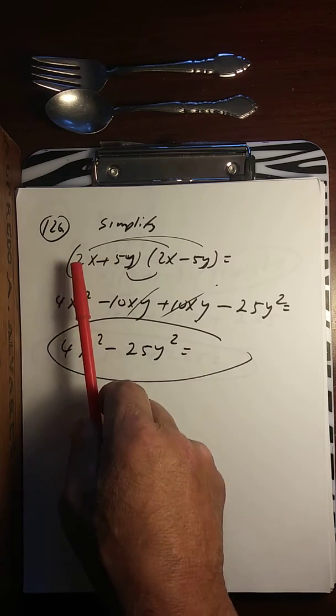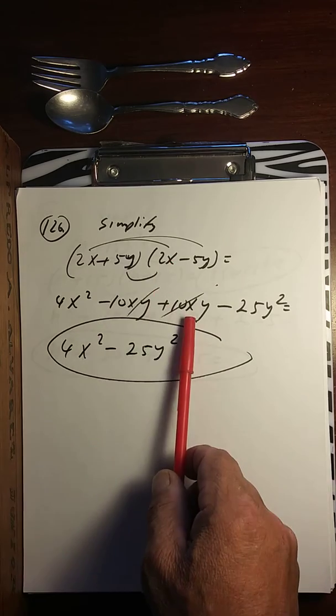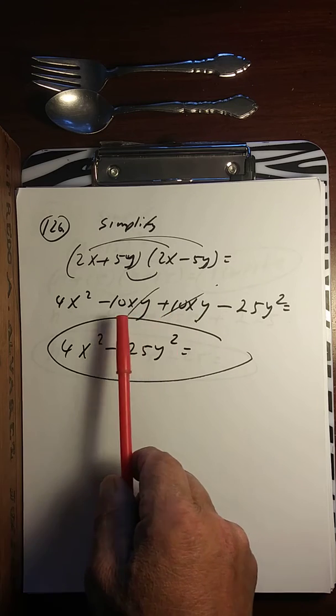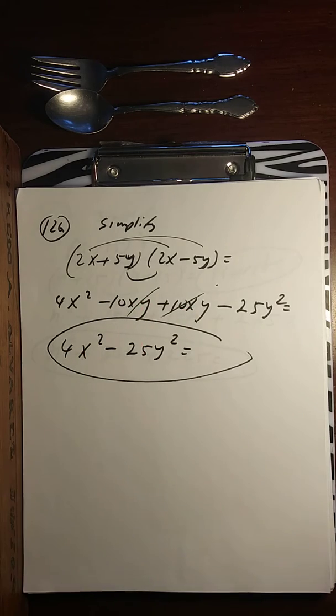Alright, this one. 2x times that is 4x squared. That times that is minus 10xy. This times this is positive 10xy. And this one times this is negative 25y squared. Again, the middle, 10xy minus 10xy gone. So you have 4x squared minus 25y squared.